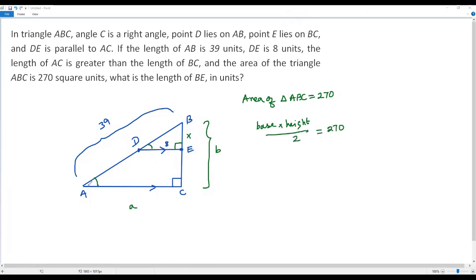Okay, in this right triangle ABC, AB represents the hypotenuse of the triangle because it is opposite to the right angle. In the remaining two legs AC and BC, we can consider one of the legs as the base of the triangle and the other leg as the height of the triangle.